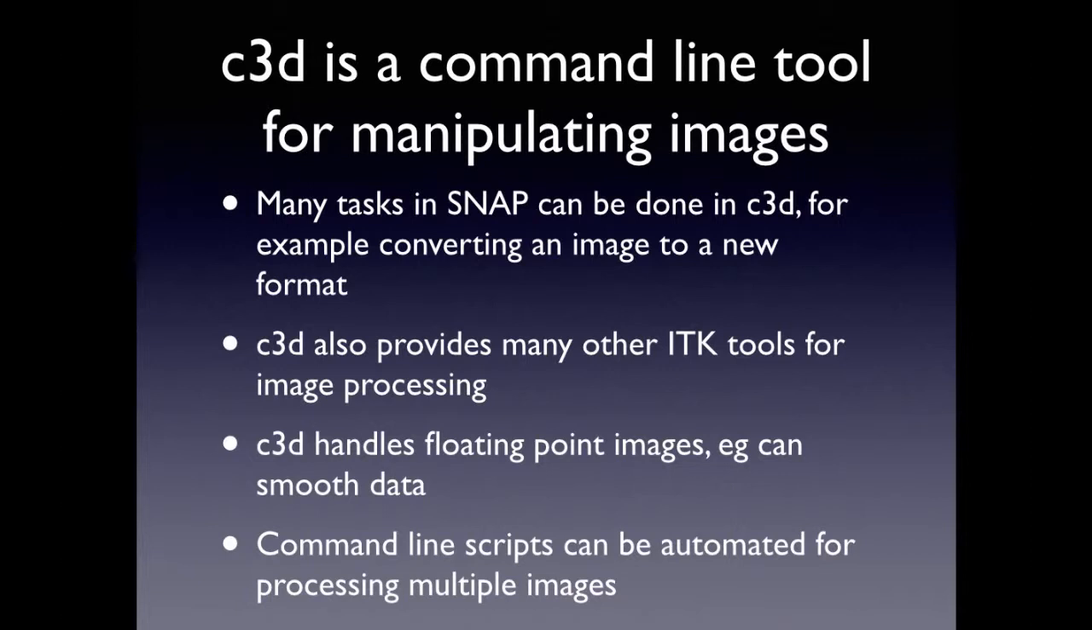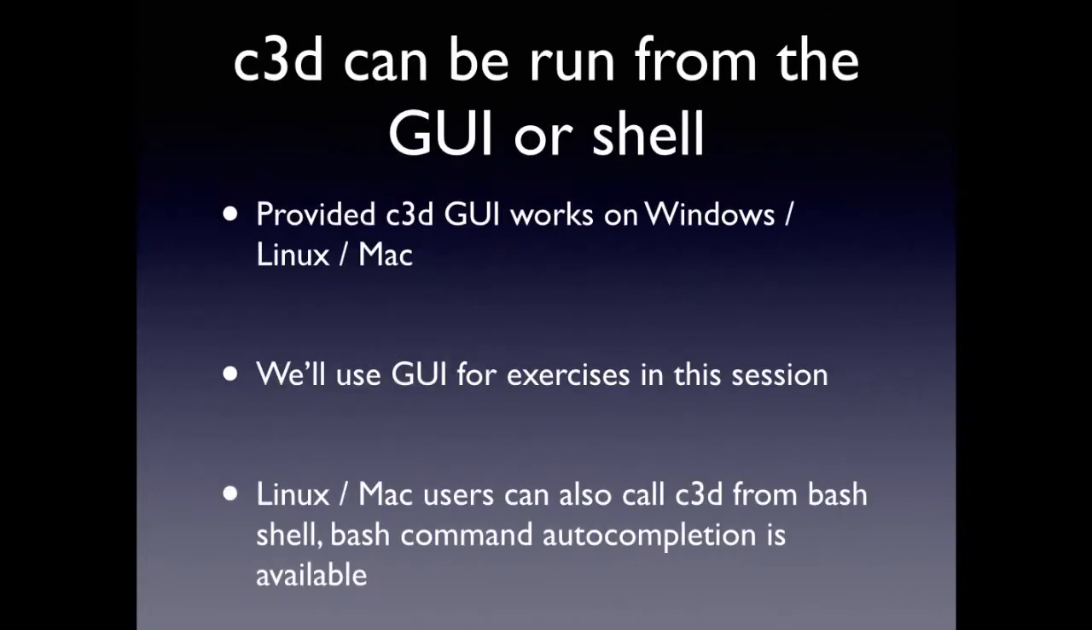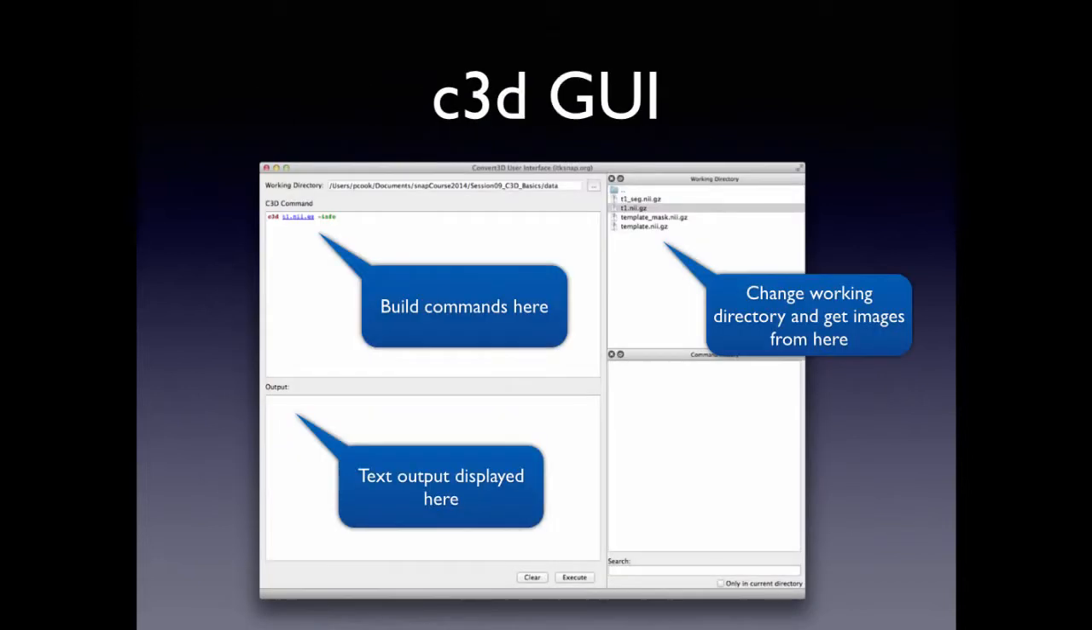And because it's a command line tool, it can be automated for processing multiple images. So it can be run from the GUI or from the shell. So if you're on a Linux or Mac system or you have a shell environment, you can script it to automate stuff. We're going to do everything in this session in the provided GUI. So we'll go through that right now.